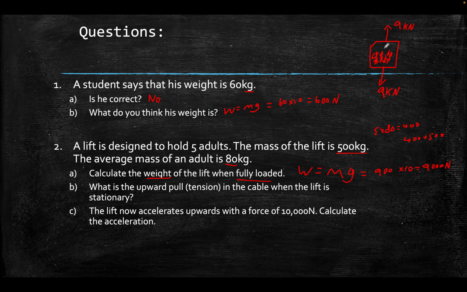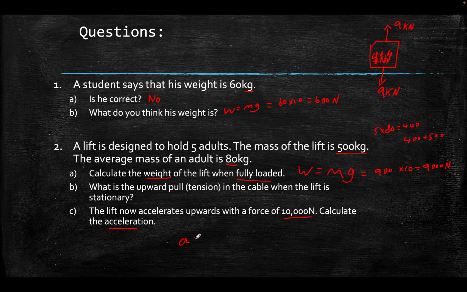When it starts to accelerate up or down, if I wanted to bring it up, this has to be bigger. If I want to make it go down, then this would be bigger. So we'll talk about that later. So now it's upwards. Its upwards force is 10,000. You need to calculate the acceleration.